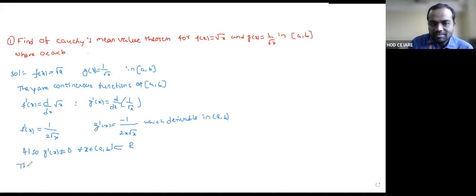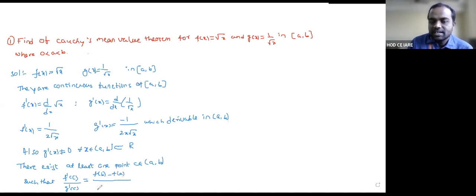There exists at least one point c belonging to the open interval of a comma b such that f dash of c by g dash of c is equal to f of b minus f of a by g of b minus g of a.